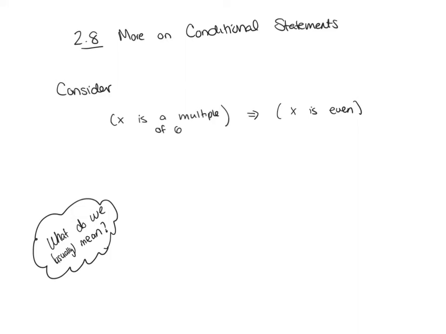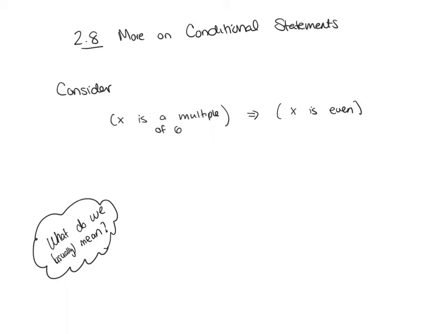In section 2.8, we're going to connect this idea we had from conditional statements before to the idea we had in the previous section on quantifiers. So let's see what we mean by that. So let's look at the statement we have here. It says x is a multiple of 6 implies x is even.